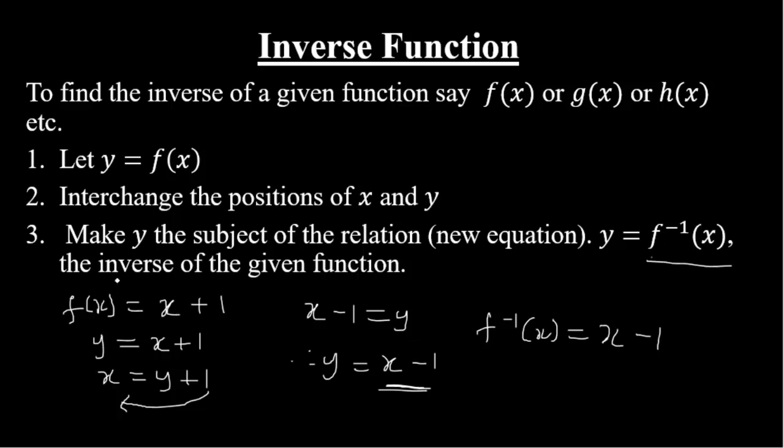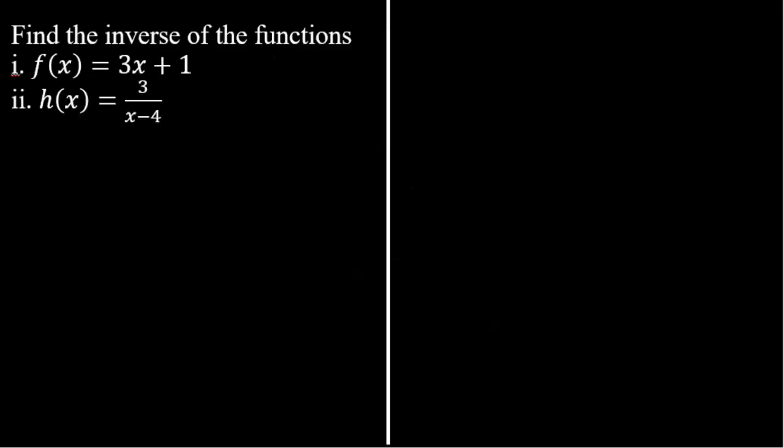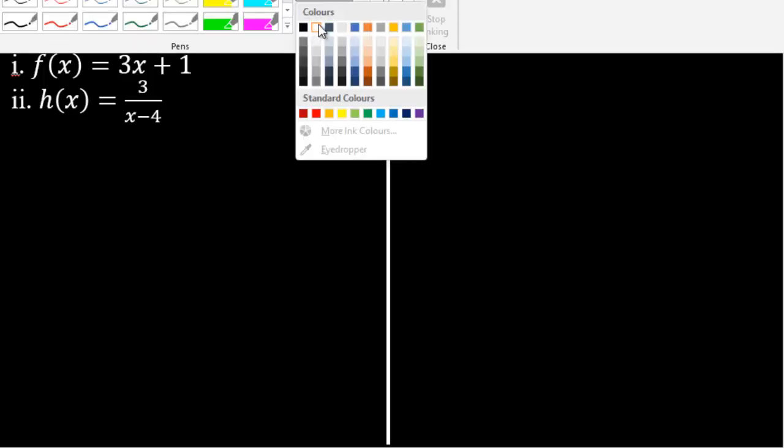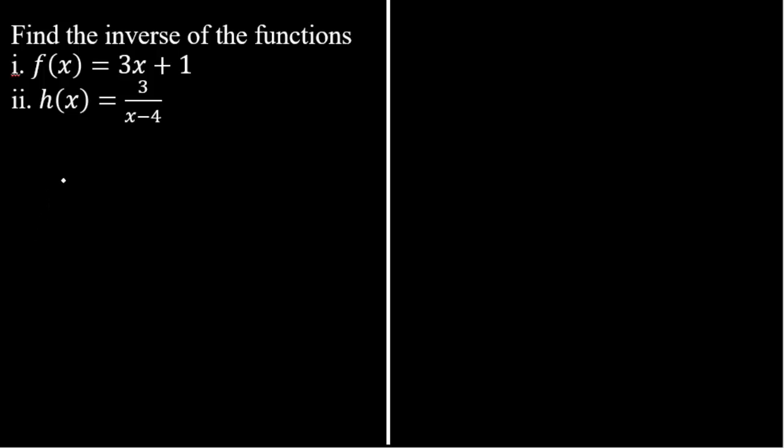Now let's look at more examples to give us further explanation of how we can find the inverse of a function. We have a question here that says find the inverse of the functions. So we have two questions here. The first one, f of x equal to 3x plus 1, and h of x equal to 3 over x minus 4. So let's look at the first question.